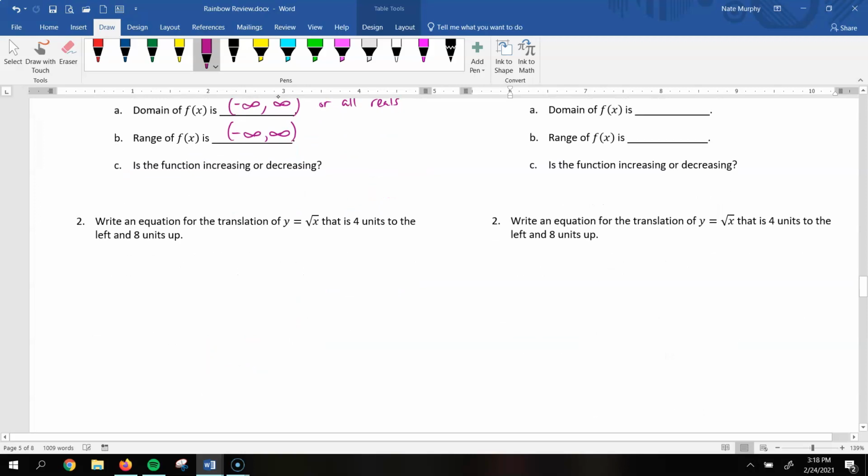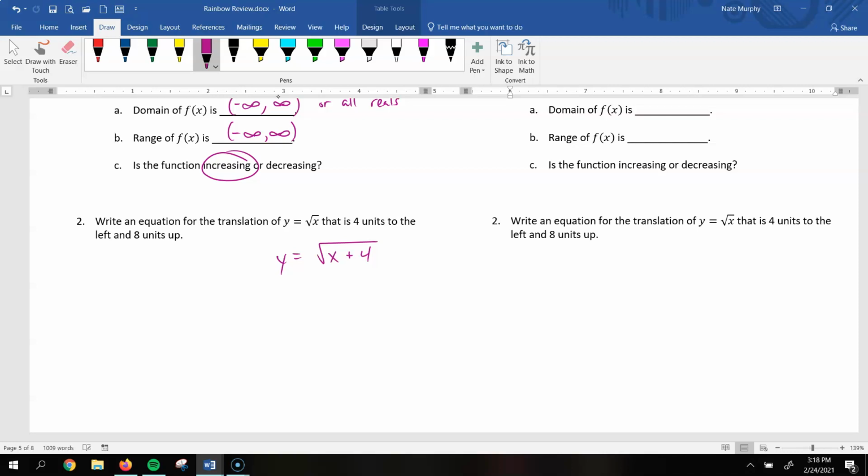All right, let's look at number 2. It says, write an equation for the translation of y equals square root of x that is 4 units to the left and 8 units up. So we want to come up with the equation. If it's going to go 4 units to the left, remember it's the opposite of what we would think. Our brain thinks that x minus 4 would go to the left, but it's actually plus 4 that goes to the left, and minus 4 goes to the right. So it's going to be 4 units to the left, so it'll be plus 4.